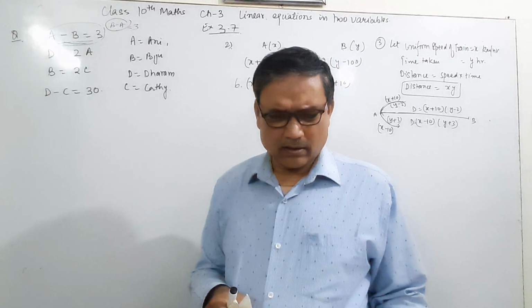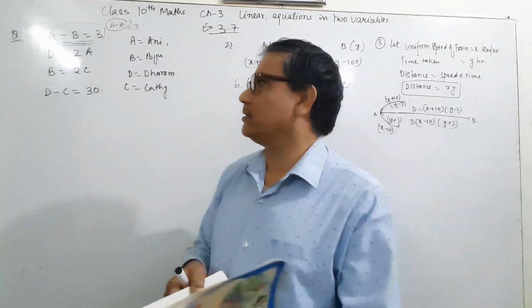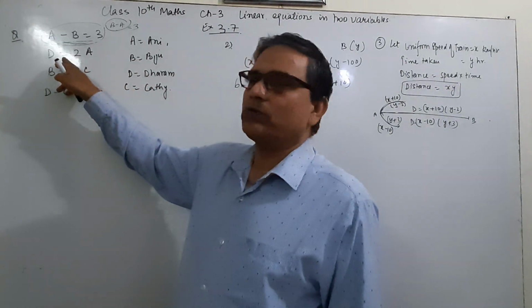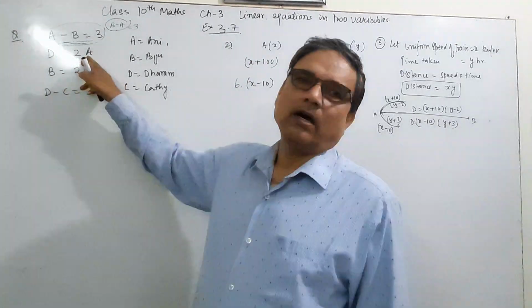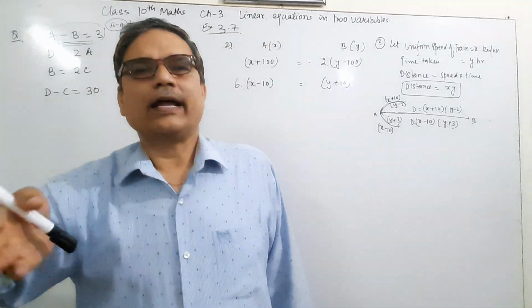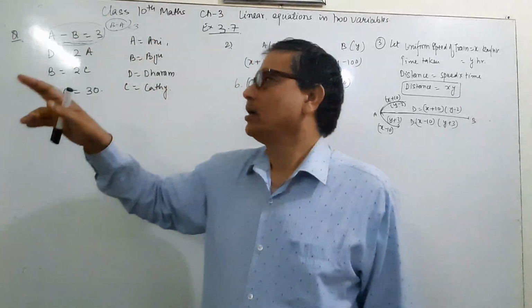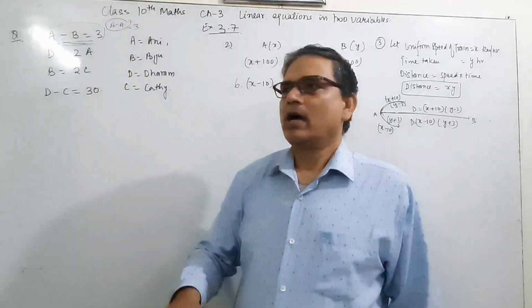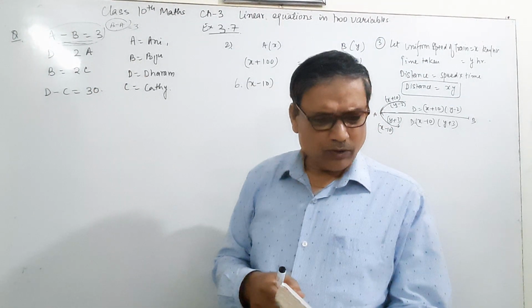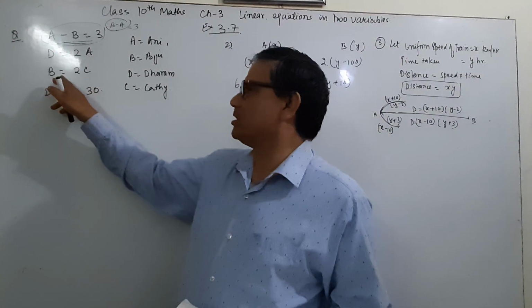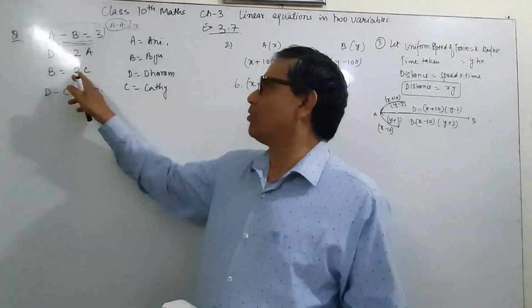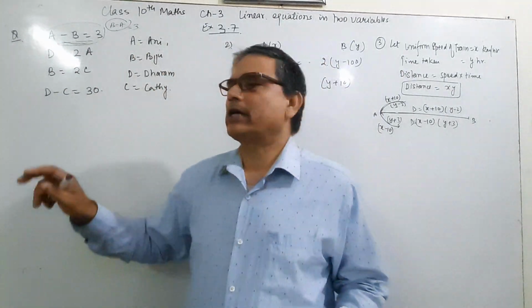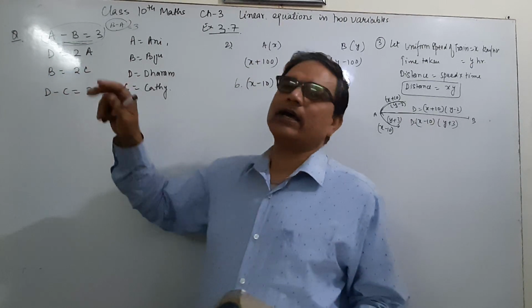Ani's father Dharam is twice as old as Ani. Dharam, D for Dharam, is equal to, twice means 2 times, and for is we use equal to. Dharam is equal to twice the age of Ani. It is mentioned in your book. And again, Biju is twice as old as his sister C. C is Kathy, the sister of Biju. So Biju is twice as old as Kathy.